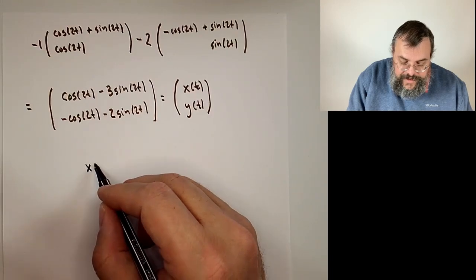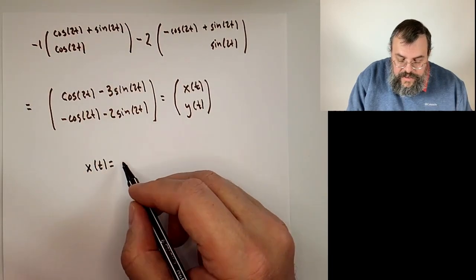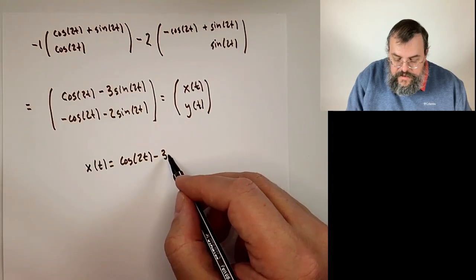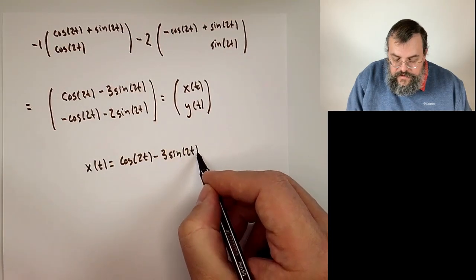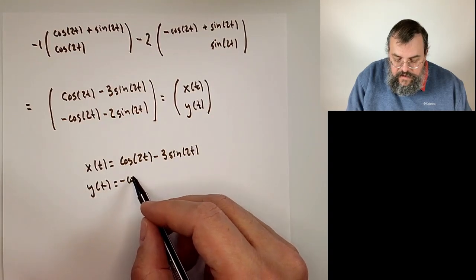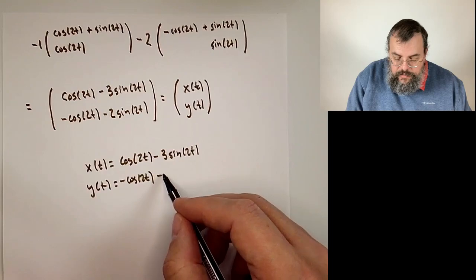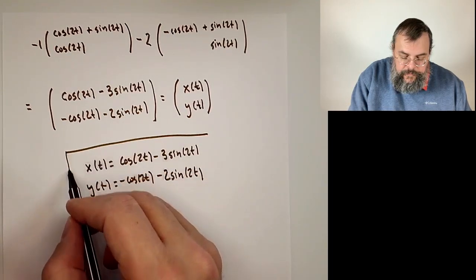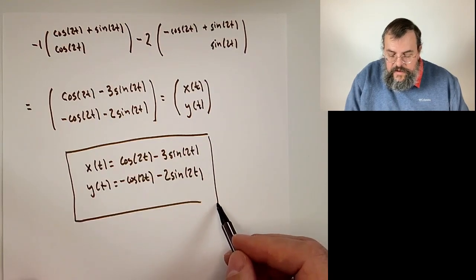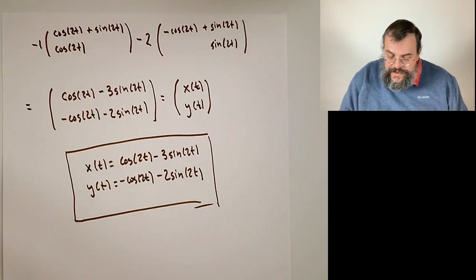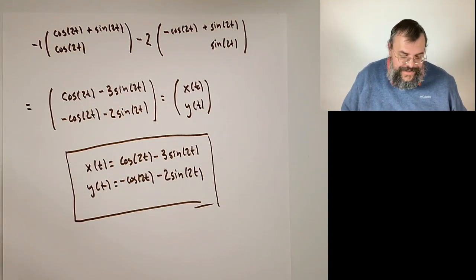So our final answer, x of t, is cosine of 2t minus 3 sine of 2t, and y of t is minus cosine of 2t minus 2 sine of 2t. And we're done. That's it. That's our answer. Nice.